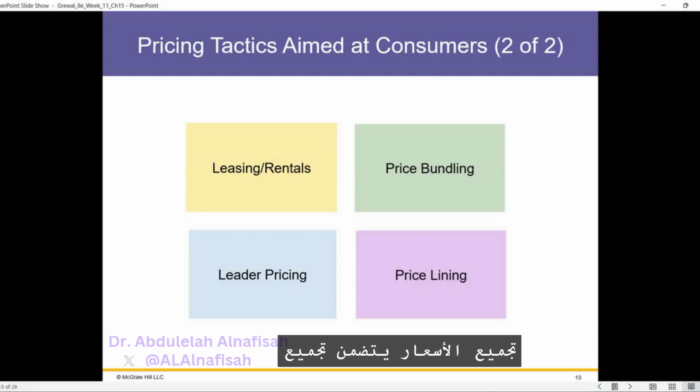2. Price bundling. Price bundling involves offering multiple products or services together at a lower price compared to purchasing them separately. The purpose of bundling is to incentivize customers to buy a package deal instead of individual items. By offering a lower overall price for the bundle, companies can increase sales, attract customers, and discourage them from seeking alternatives from competitors.